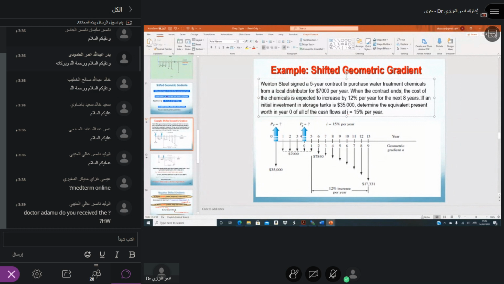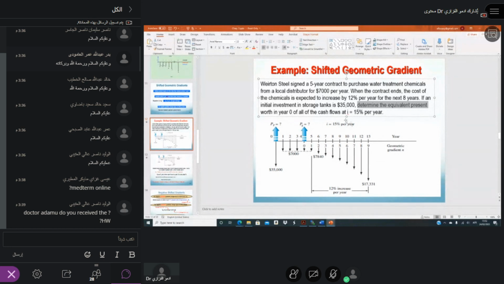So if an initial investment in storage tanks is $35,000, so this is the initial investment. So you put the arrow down. You have an initial investment of $35,000. Determine the equivalent present worth, that is the present worth in year 0, of all the cash flows at i equal to 15%. So this is the interest rate for the total number of years.